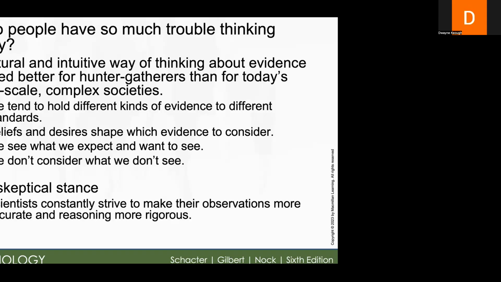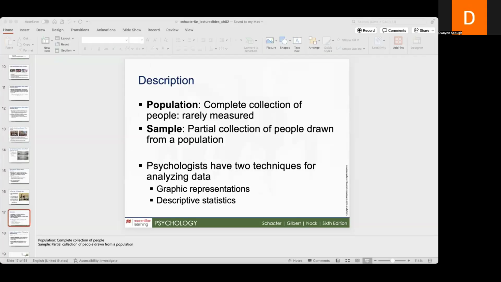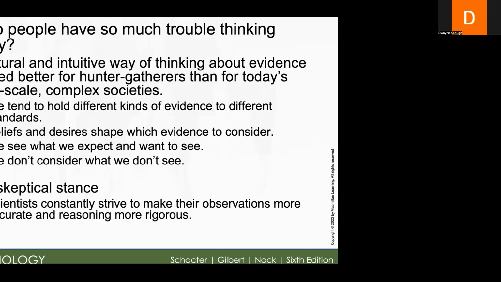So scientists tend to be skeptical. We want to strive to make our observations as accurate as possible using reasoning and rigorous research to hopefully pinpoint what are the ultimate drivers for the behaviors we're interested in observing.